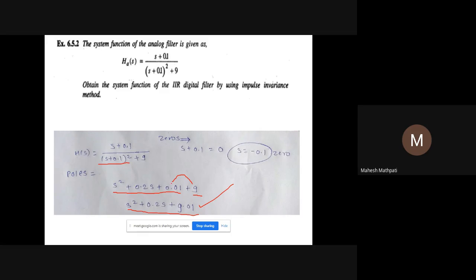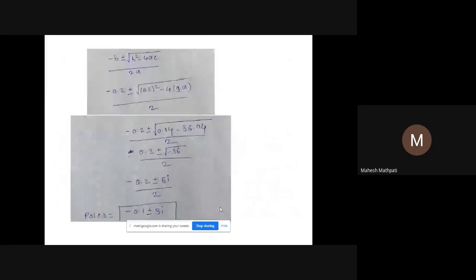अभी यहाँ पे what is the value of a and b? a equals 1, and what about b? 0.2. Okay, so then here we are writing these values now. This is minus b plus or minus square root of b square minus 4ac divided by 2a. The value of b is 0.2. So I am writing here minus 0.2 plus or minus square root of 0.2 square minus 4. The value of a is 1. c is 9.01. आया समझ में?